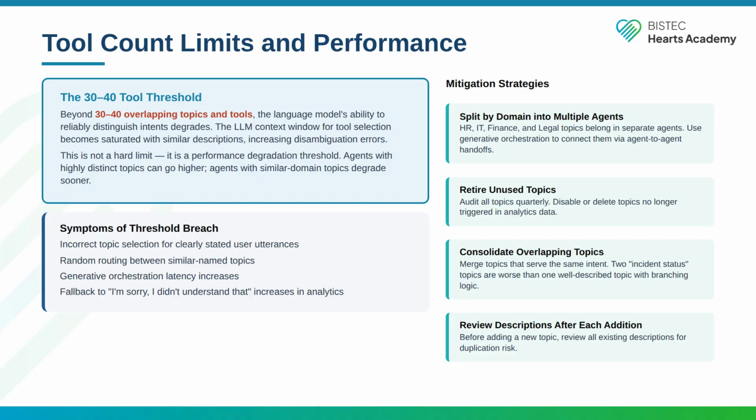Question to pose. If you had to cut your most complex agent's topic count by half without losing functionality, what would your strategy be?